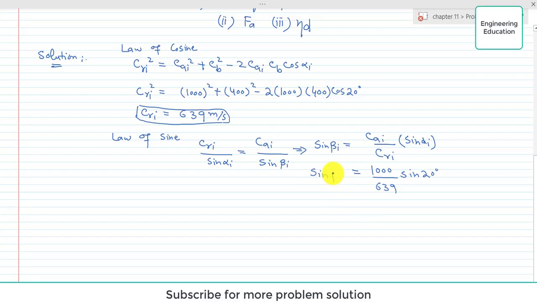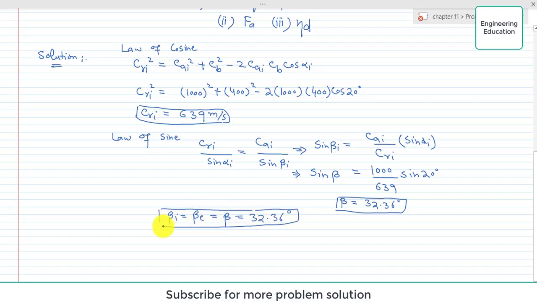This is actually sine beta. So solving it for beta, we get the value which is equal to 32.36 degree. So this is the blade angle. In this case, as the blades are symmetrical, beta I is equal to beta E, and it is equal to beta, which is 32.36 degree.